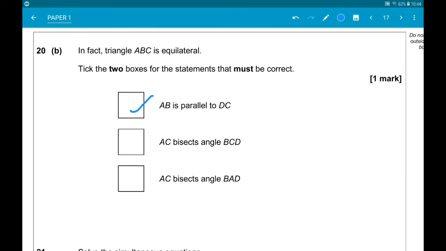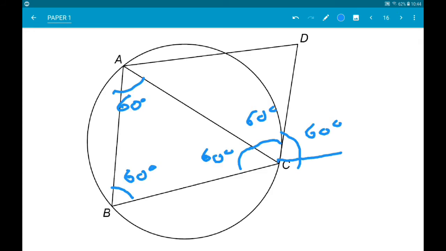Does AC bisect angle BCD? So to bisect means to cut exactly in half. So AC is the line going through the middle. Now angle BCD itself is 120 degrees. The line cuts that into two 60-degree angles. So yes, that is also true.